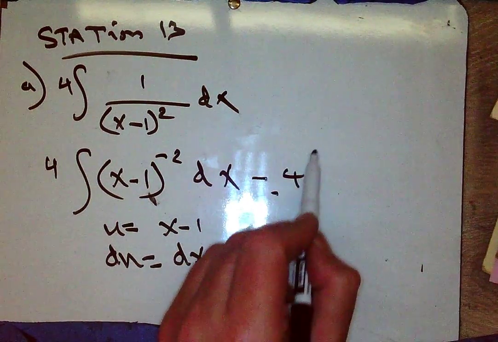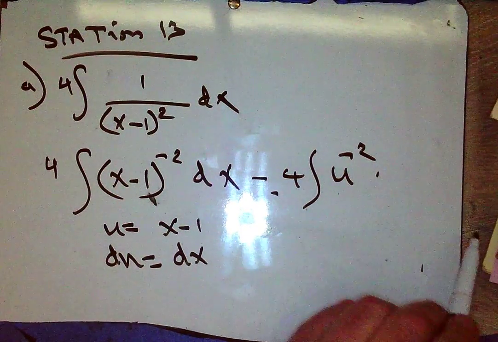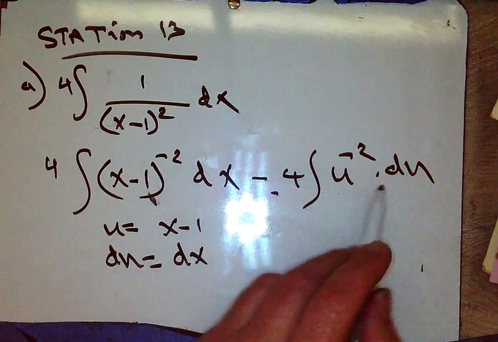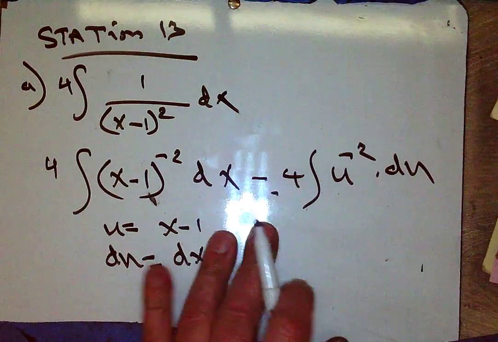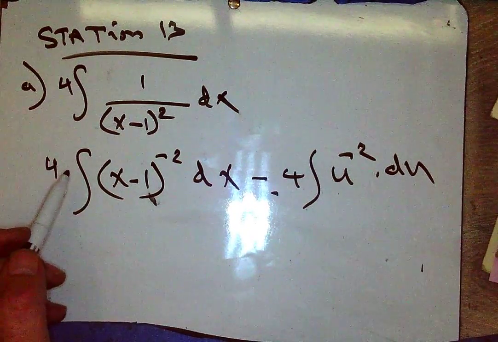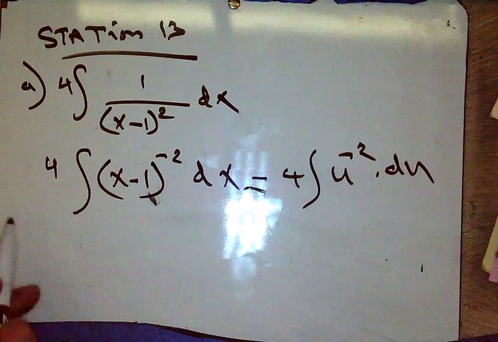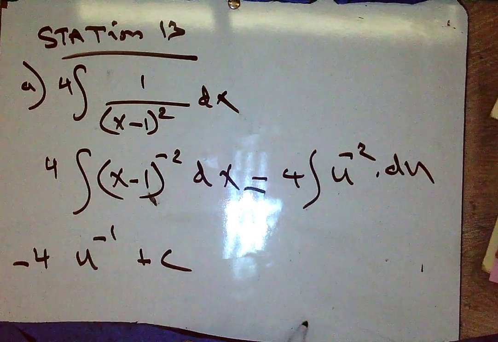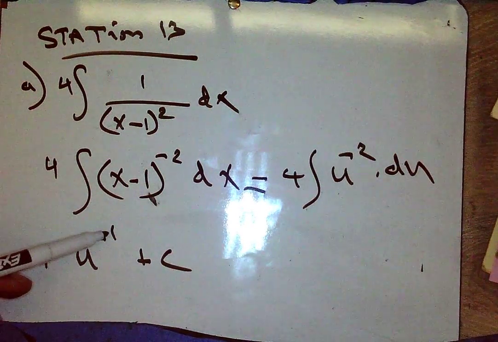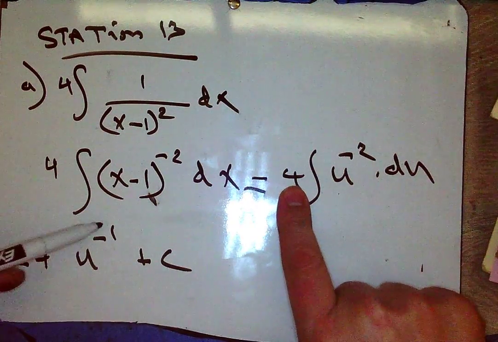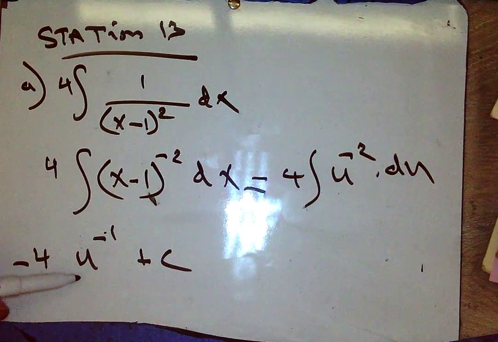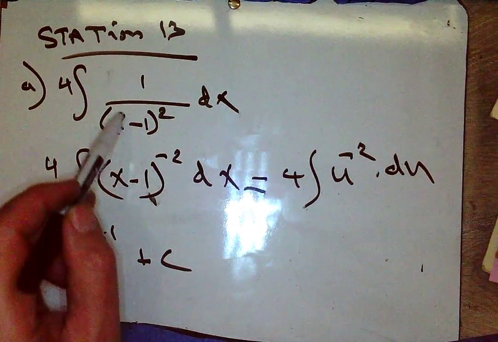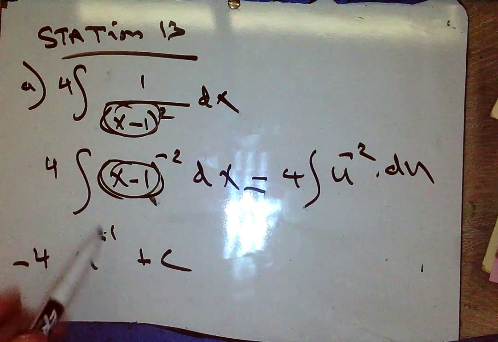So this integral becomes 4 u to the minus 2 times du. Okay, so what will I have here? 4 u to the minus 1. Let's see. I bring down the negative 1, I get positive 4, subtract 1, negative 2. Yeah, that looks good. And then I have to do that substitution. Don't forget that this is the u value here.